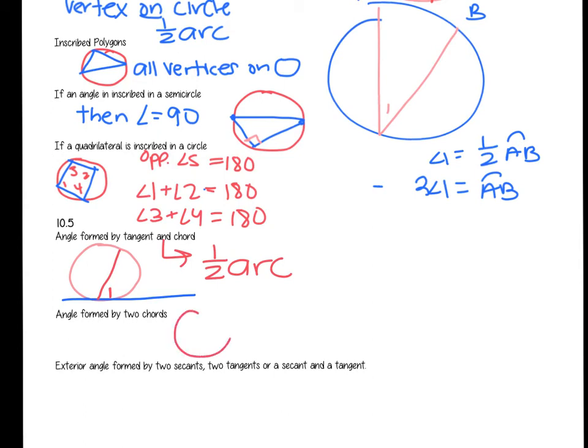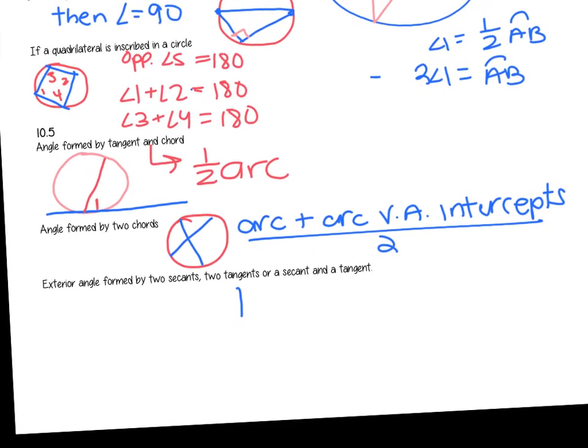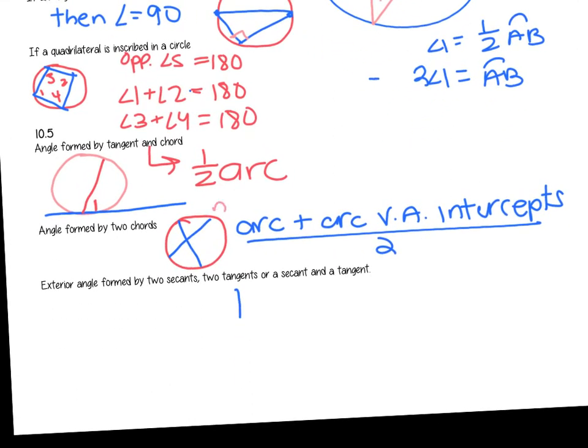The next one is those floating angles. An angle formed by two chords is the arc it intercepts plus the arc its vertical angle intercepts, divided by 2. So if they're formed by two chords, let's say this is A, B, C, D, and I'm looking for angle 1. Then I would add the arc it intercepts, which is AB, plus the arc its vertical angle intercepts, which is CD, and divide by 2.